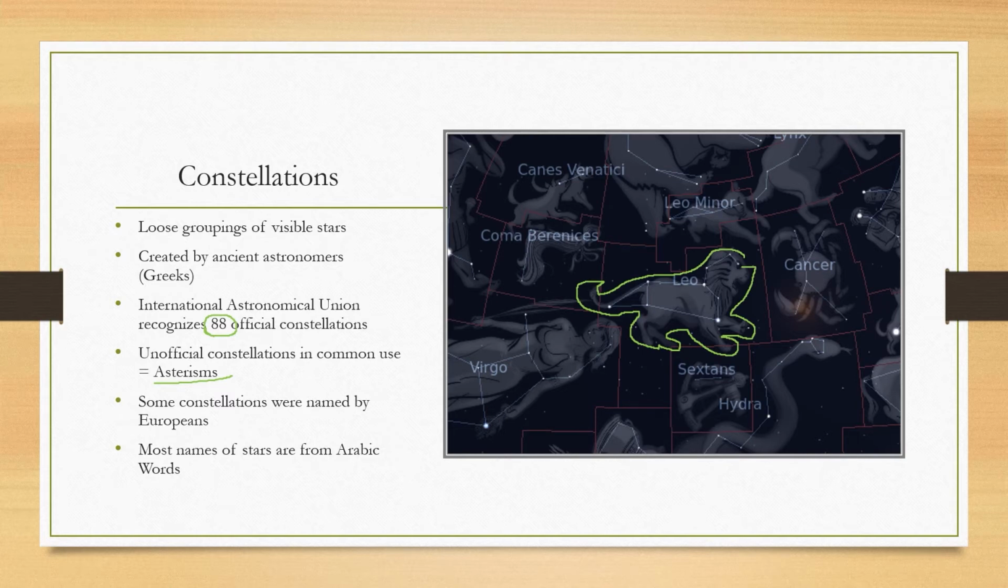Some constellations were named by European explorers as they sailed to the southern hemisphere, like Telescopium, Microscopium, which is telescope and microscope, and one of my favorites is Antlia, which is air pump, and Sextans. Most constellations were named by ancient Greeks, but most of the stars have Arabic names. Ancient Greeks may have named the constellations, but the Arabs named the stars. For example, Betelgeuse, and the second brightest star in the Leo constellation is Denebola, or lion's tail.